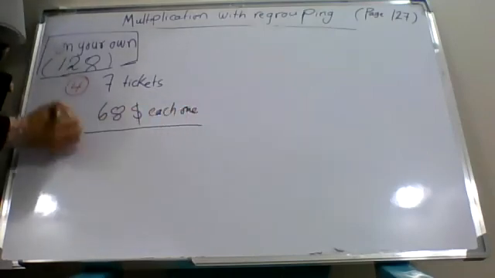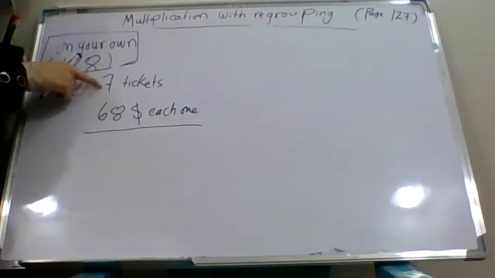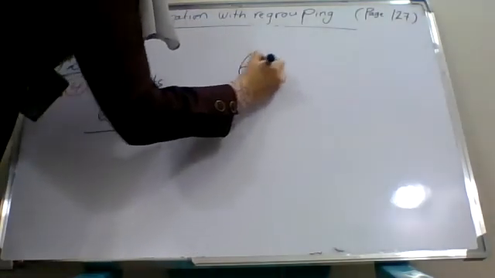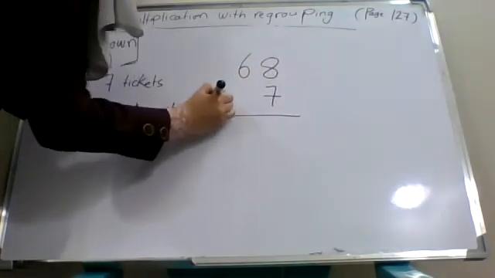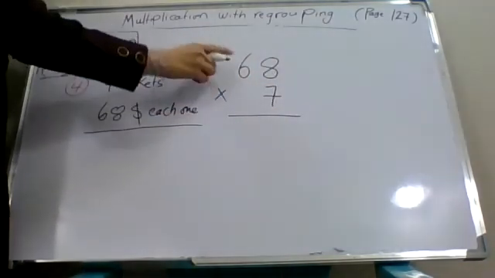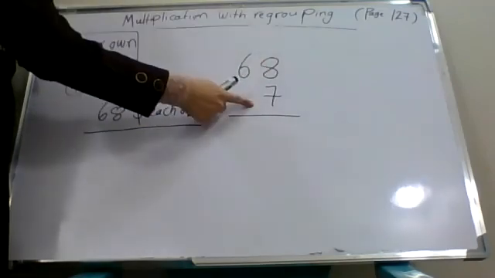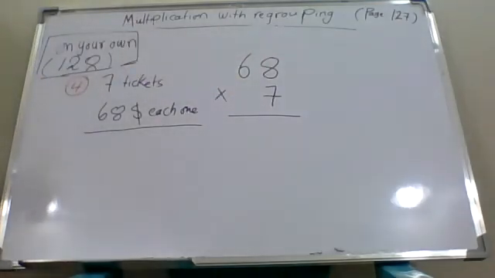So for each one, I have 68. How many for 7? So I have to repeat this 68 how many times? 7 times. So I multiply it. So I have to repeat it. So I have to multiply it. 68 times 7, okay? 68, how many each one costs? And if I have 1, it's 68. But if I had 7, I have to repeat this 68 7 times. Let's do the multiplication.